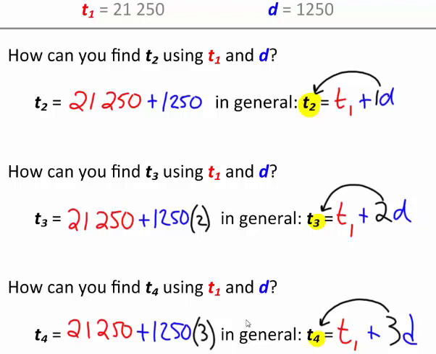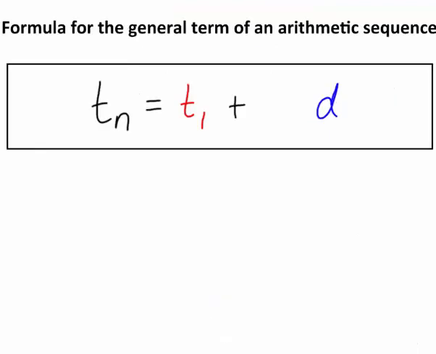And we can see that each time, the number of times we add D is 1 less than the term we're on. So how do we show 1 less than n? Well, 1 less means minus 1. So we are doing n minus 1. And now we have the general term of an arithmetic sequence, which can help you find any term or any piece of the formula. Let's use this in our example to calculate something new.